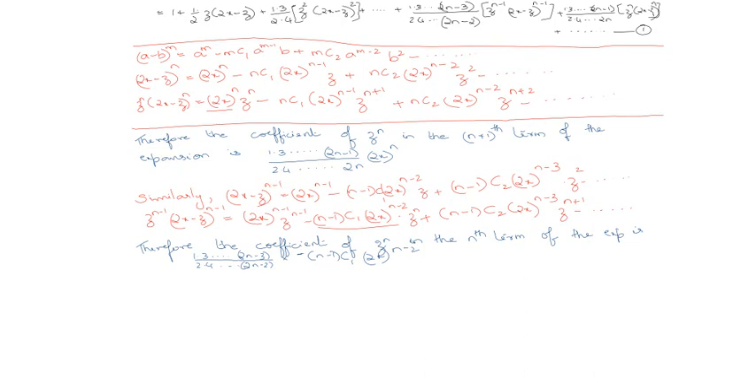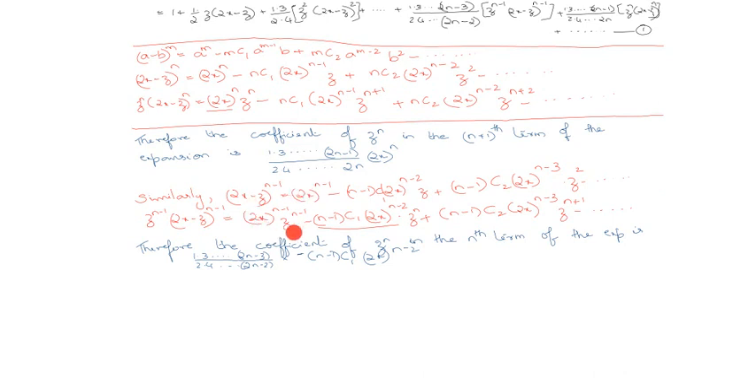So first we are going to expand 2x minus z the whole raised to n minus 1, which is 2x raised to n minus 1 minus n minus 1 c1 into 2x raised to n minus 2 z plus n minus 1 c2 2x raised to n minus 3 into z square, etc.